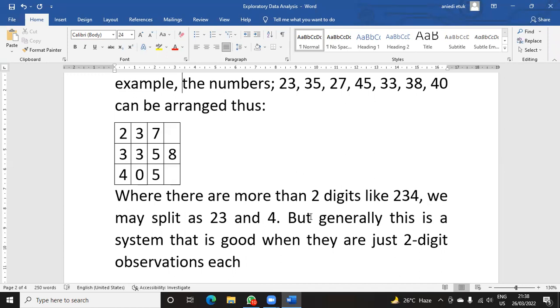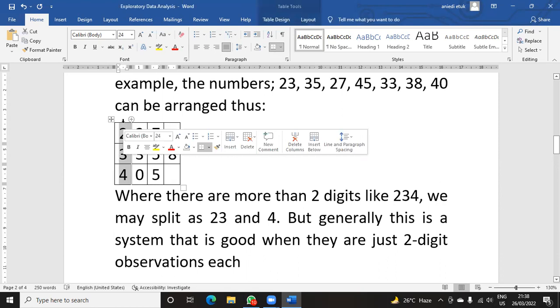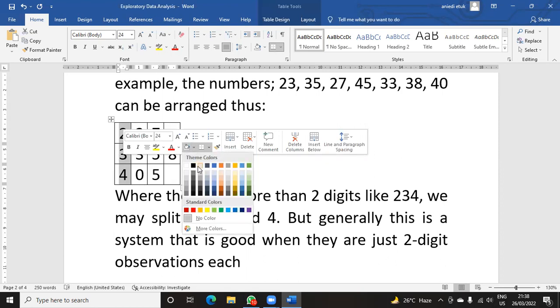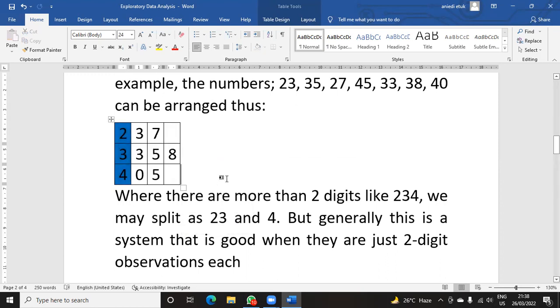Bring it out. In people, the first person was 23 years old, then we have 27 years old, we have 33, we have 35, we have 38. You get it? You can even color each of the boxes. You can add color so that somebody will easily understand what you were trying to do. You understand me? I add color, like blue here.